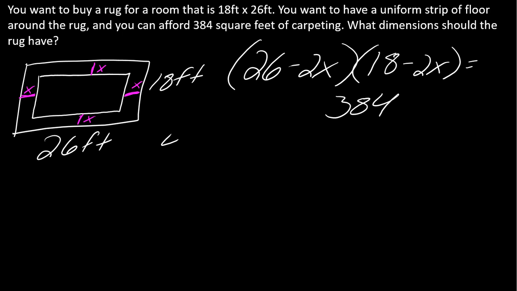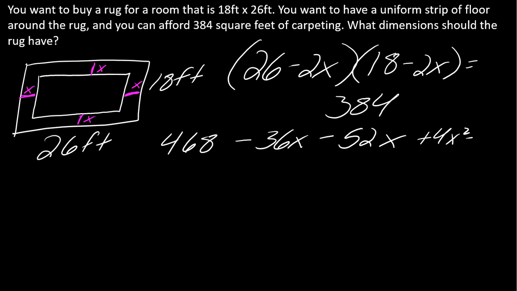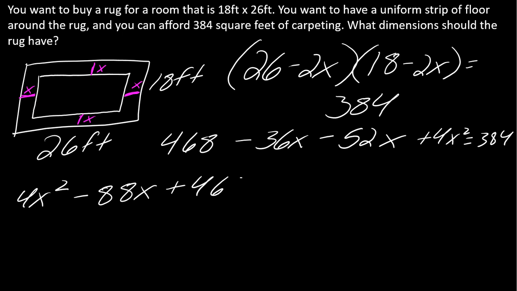So I get that this comes out to 468, let's see, minus 36x minus 52x plus 4x squared, and that's going to equal 384. So I can see that this is quadratic. So let's see, this becomes 4x squared, minus 88x plus 468 equals 384.